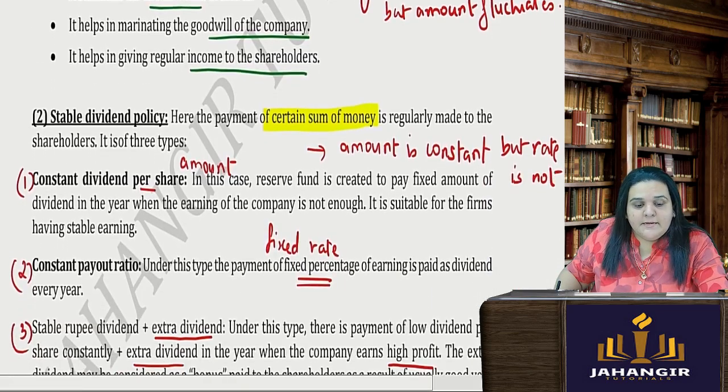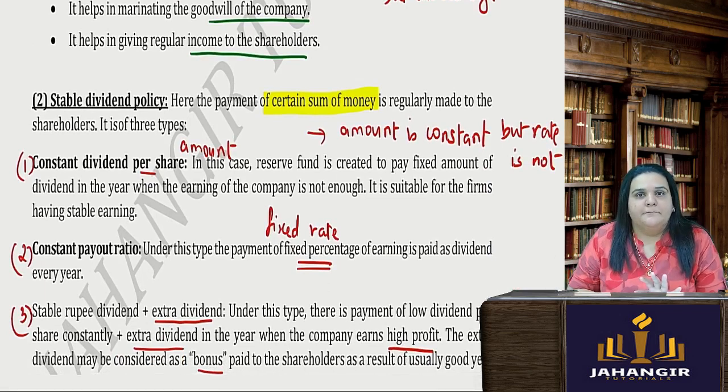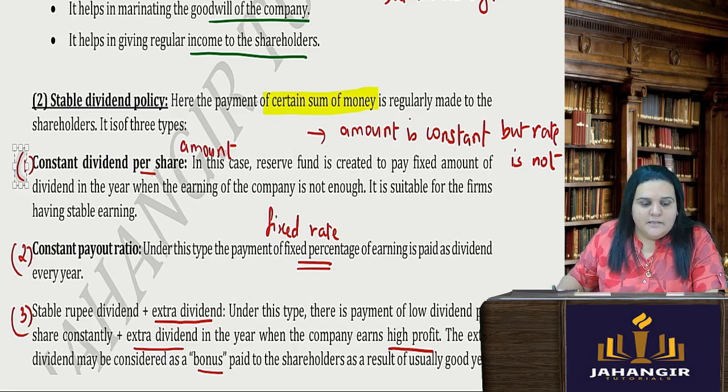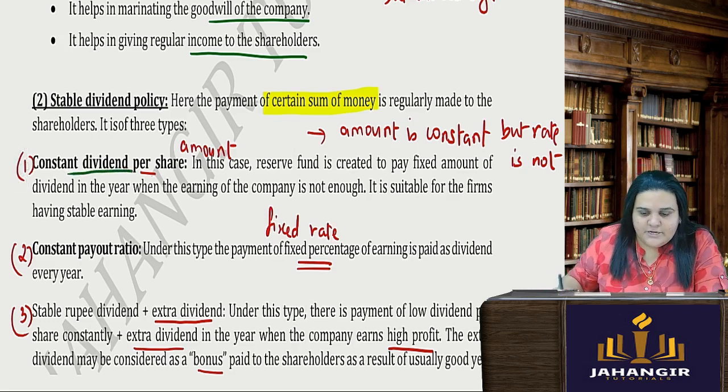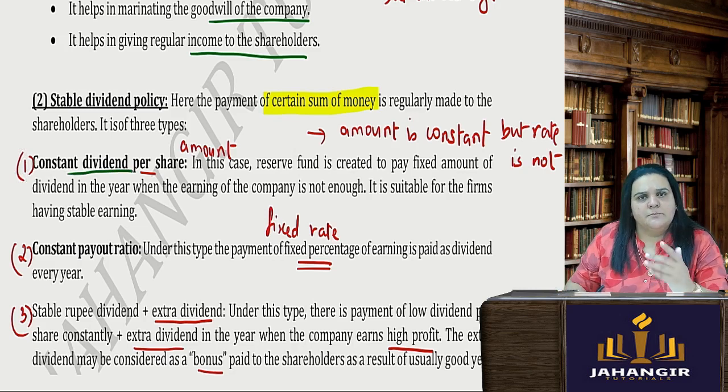Now there is a stable dividend policy. Here a certain sum of money is always given in the form of dividend and the rate will differ. Certain sum is always given. The rate is not constant over here, but the amount is constant. Stable dividend policy. Now that amount can be in the form of constant dividend per share. Constant, same dividend per share. Rupees 6 per share. Rupees 2 per share.